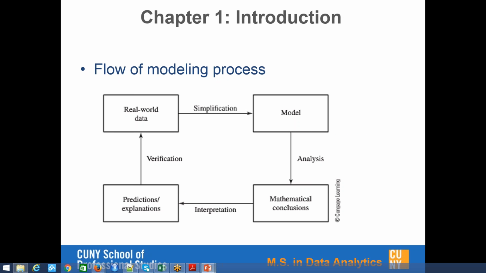So let's take a look at the flow of methodology, a modeling process. So what is a model? We start from the real world data.